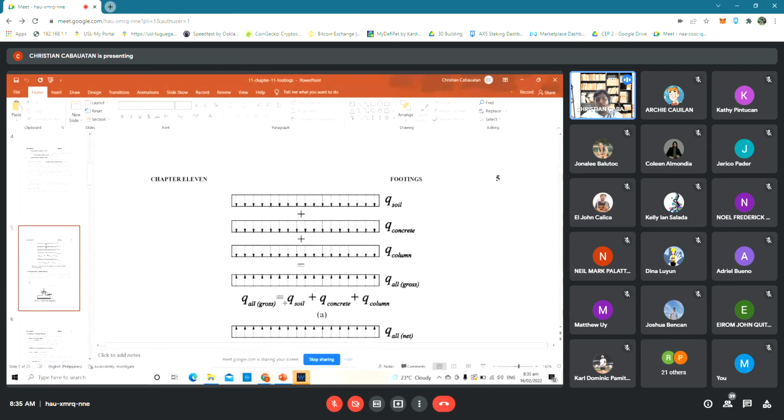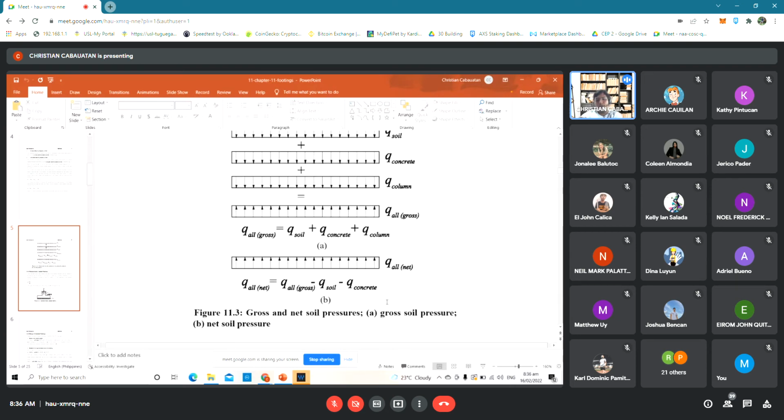So this figure would present the computations that I mentioned earlier. The Q of the soil, add it to the Q of the concrete, add it to the Q of the column, and you get the Q all gross or the Q allowable gross. For the second one, Q allowable net can be obtained when Q allowable gross is reduced by the Q of the soil and the Q of the concrete. Okay?